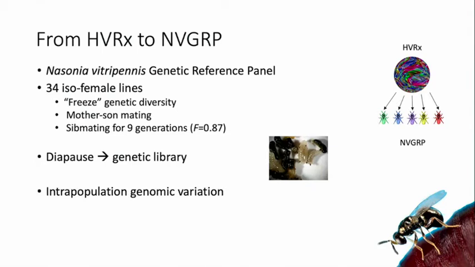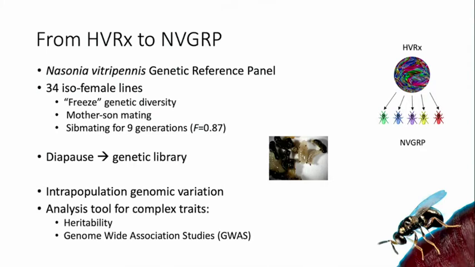You can then look at the intrapopulation genomic variation in those lines, and it's an analysis tool for complex traits. You can look at the heritability, or you can do GWAS studies. The nice thing, of course, about such a thing is that you can do repeated measurements of the same trait over and over again.